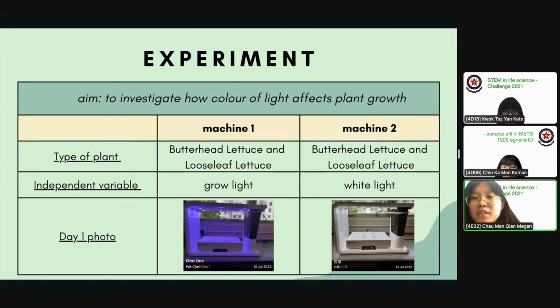In our experiments, we investigate how color of light affects plant growth. We chose loose-leaf lettuce and butterhead lettuce. We planted them in two machines. One is using grow light and the other one is using white light.